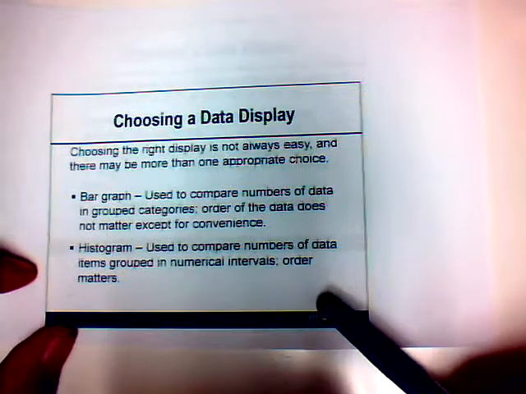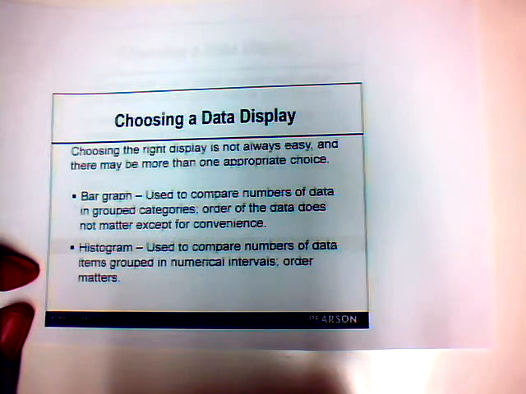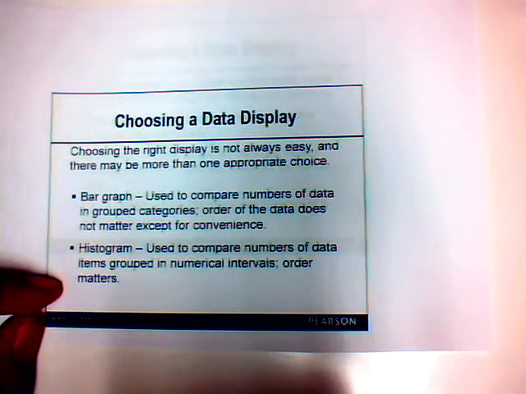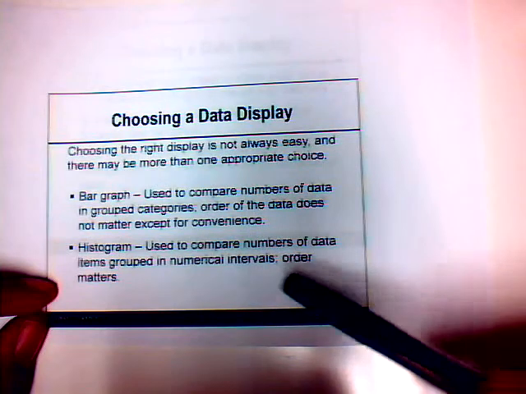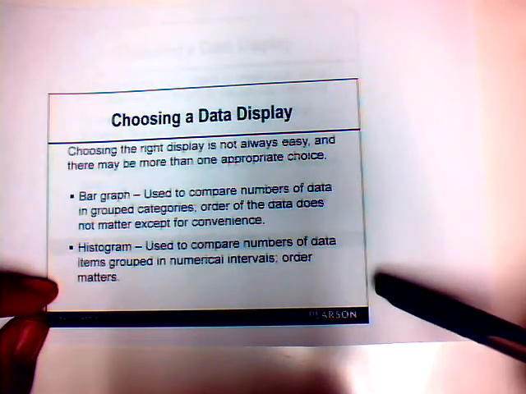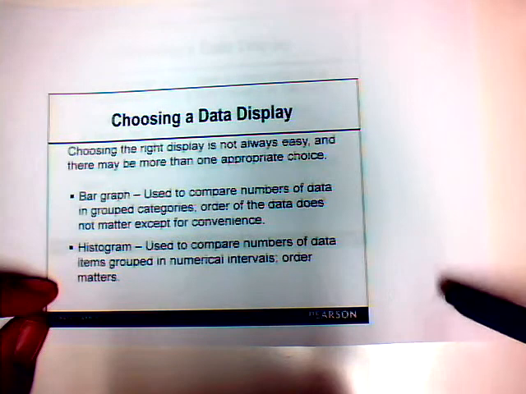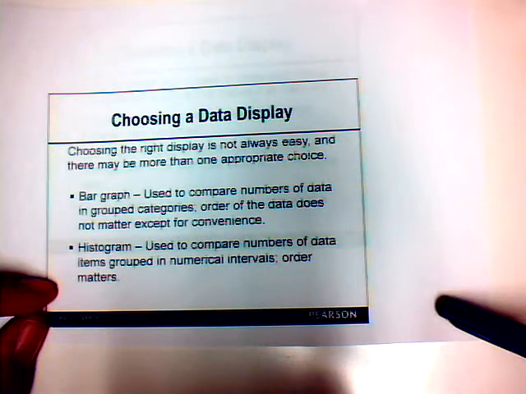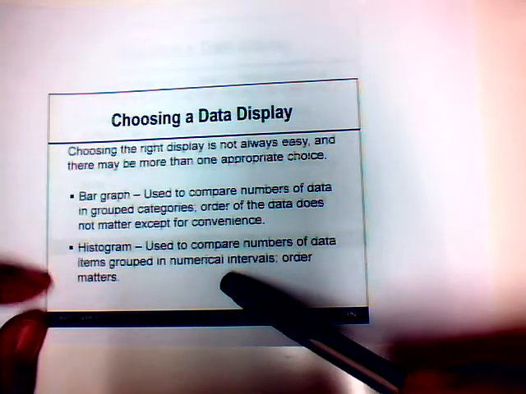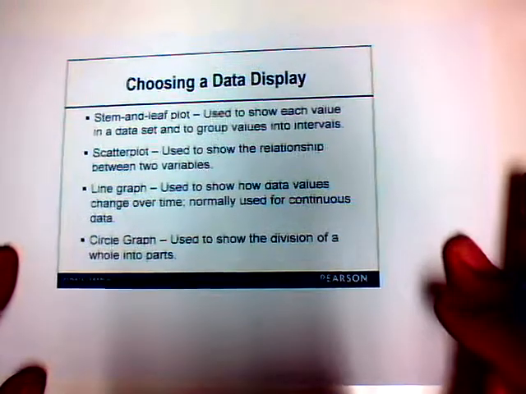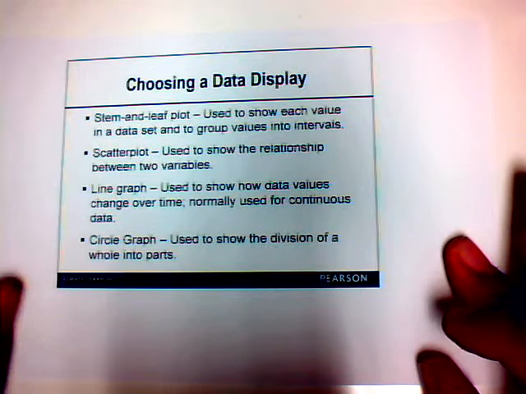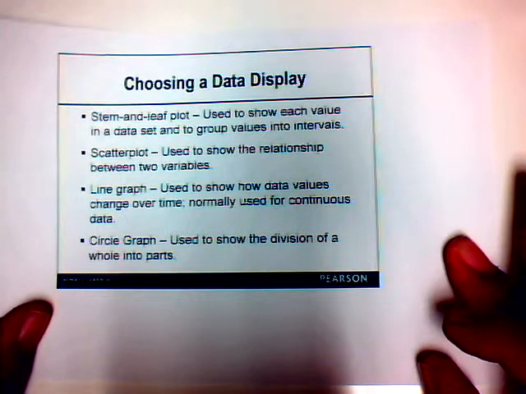With the histogram, you use it to compare numbers of data items grouped in numerical intervals, and the order does matter. With the earlier presidents and the later presidents, where we had 40 to 49, 50 to 59, 60 to 69, and so on, we used a histogram, because we have to group those in numerical intervals. Then a stem and leaf plot is used to show each value in a data set and to group values into intervals.